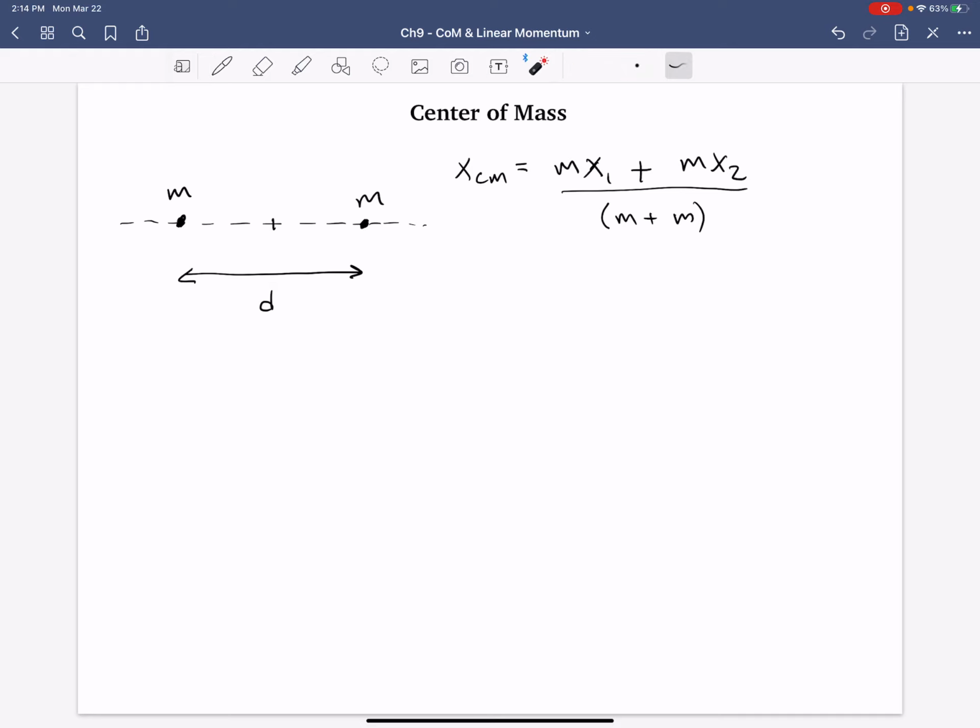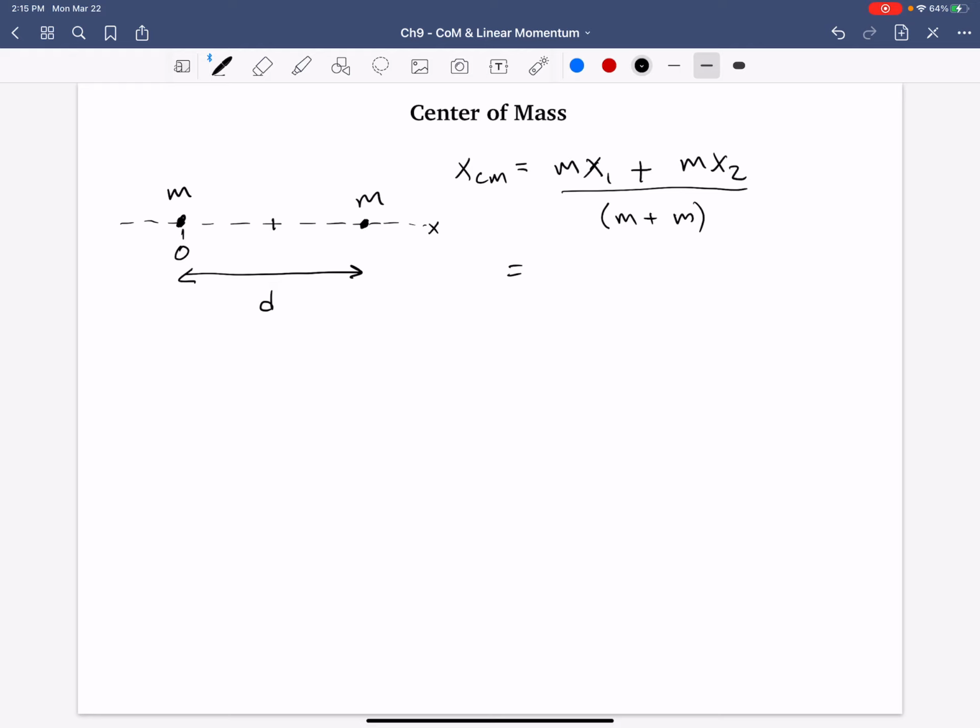The second thing is this x1 and x2. Where is that being measured from? That's a question you'll need to ask yourself. I haven't determined that yet, I haven't chosen that yet, so it's time to do that now. Let me choose this point right here. Let's choose the location of the left mass. I'll choose that to be, if that's the x-axis, 0. In other words, x1 equals 0.